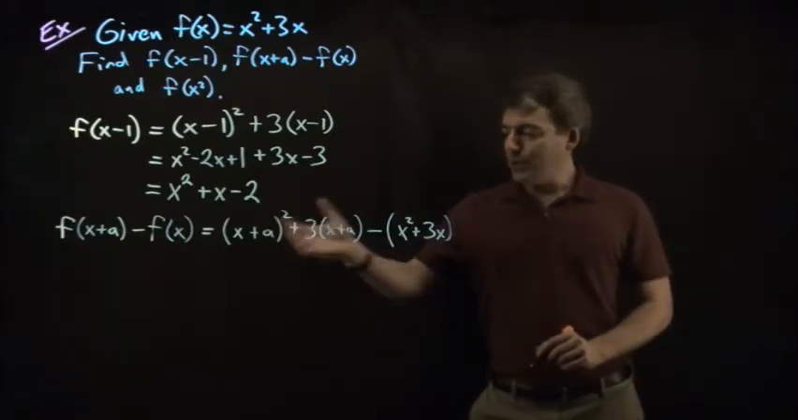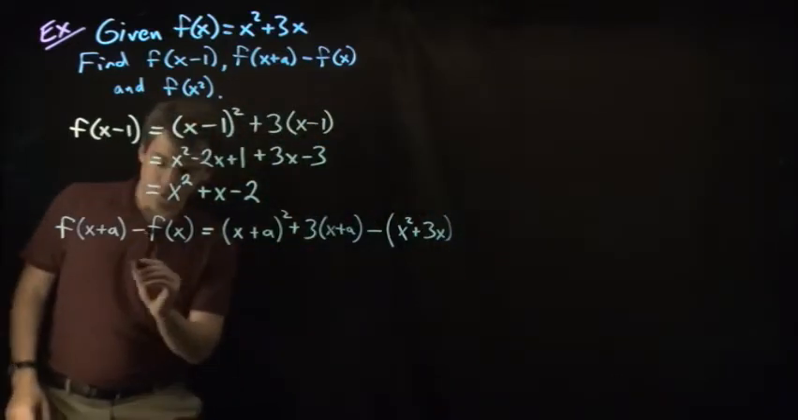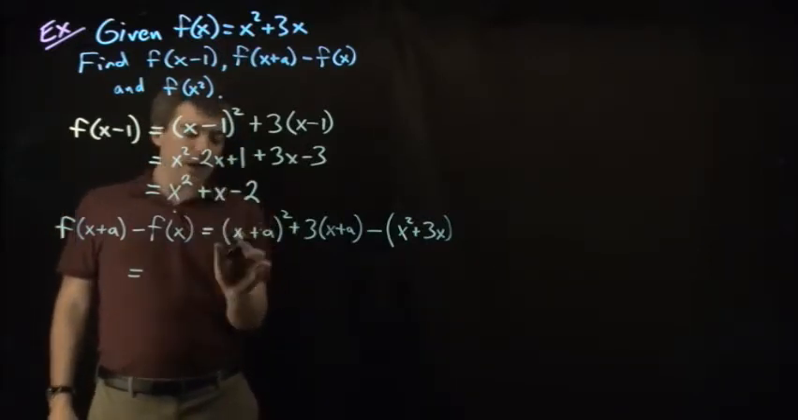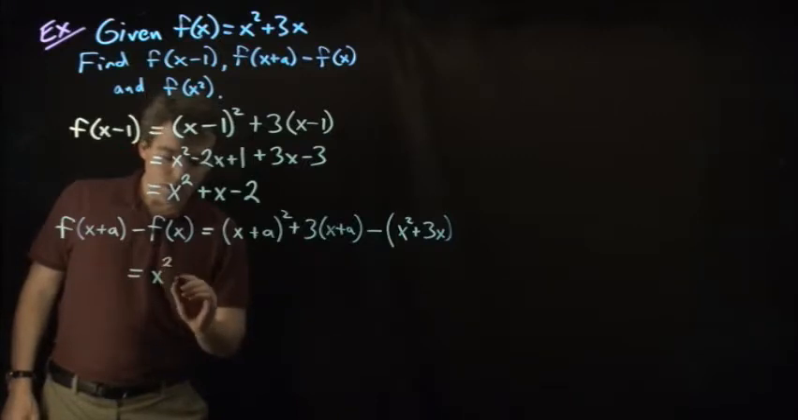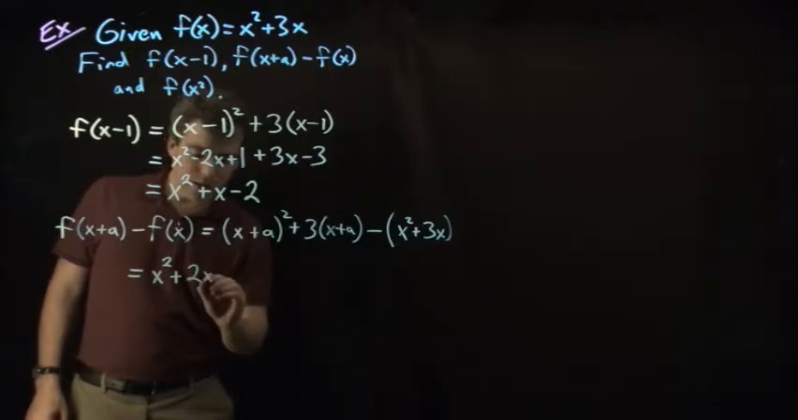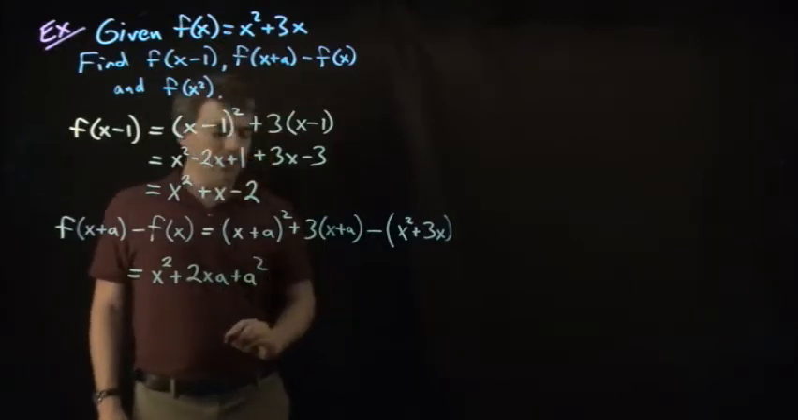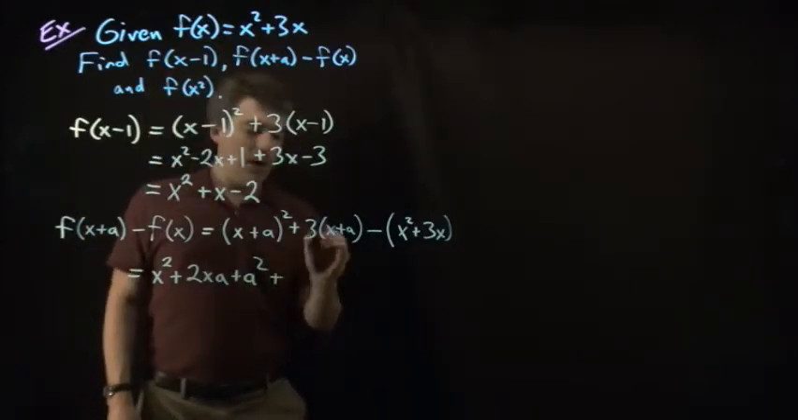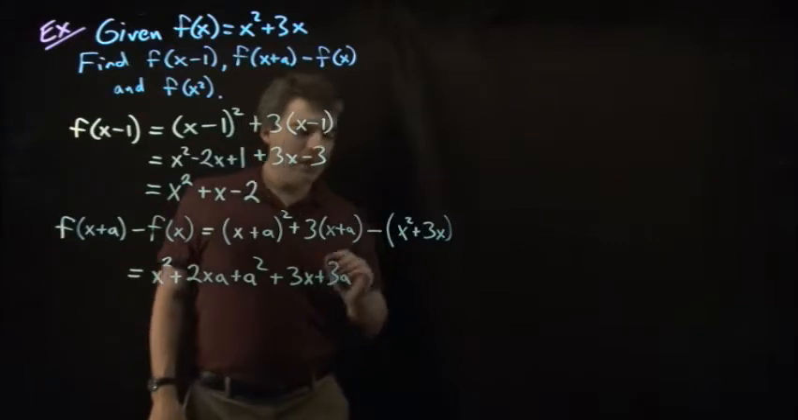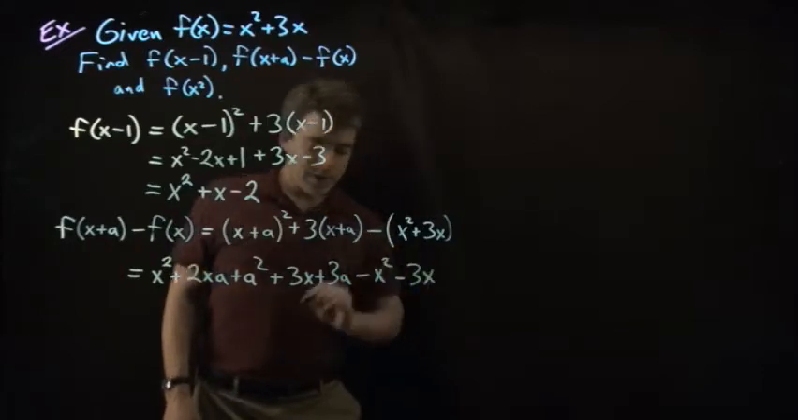All right, and now we'd like to multiply this out and simplify. Let's go ahead and do that. So we move over here, a bit more room. x plus a squared, again, binomial squared. So we'll have x squared. We'll have plus 2 times the product of these two. So 2xa plus a squared. All right, 3 times x plus a becomes 3x plus 3a. And then we subtract x squared, subtract 3x.